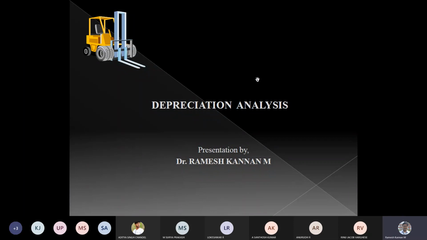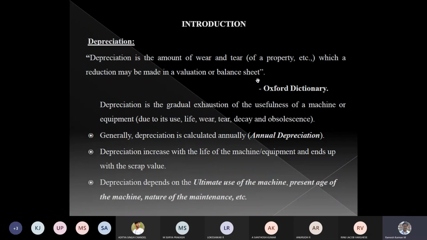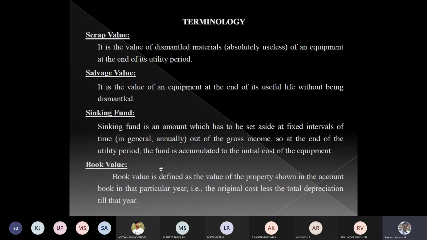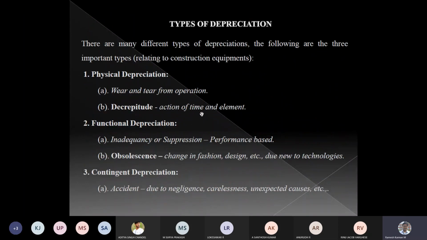So in the previous class, we talked about the depreciation analysis, and we talked about the definition of depreciation and different terminologies associated with depreciation and the types of depreciation. This is what I just wanted to emphasize. Types of depreciation is different from methods of depreciation.